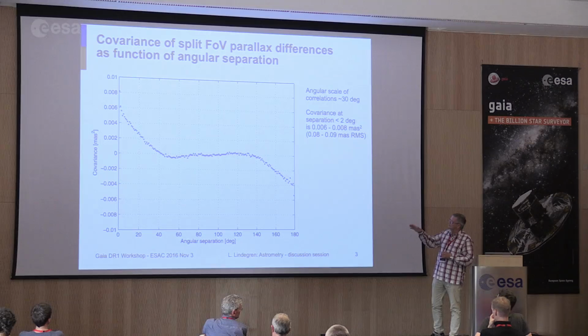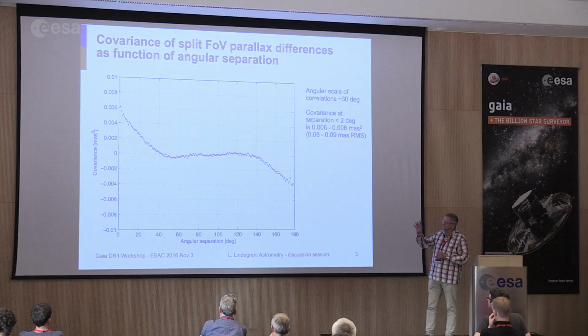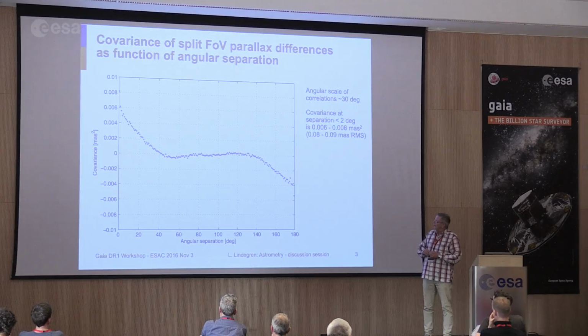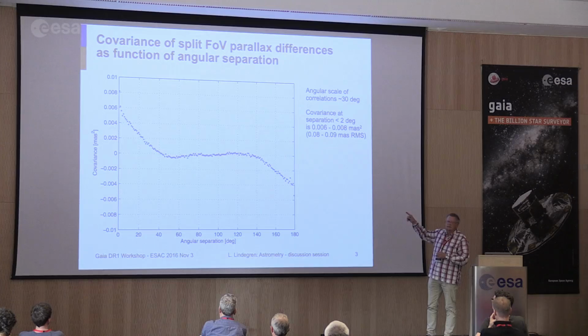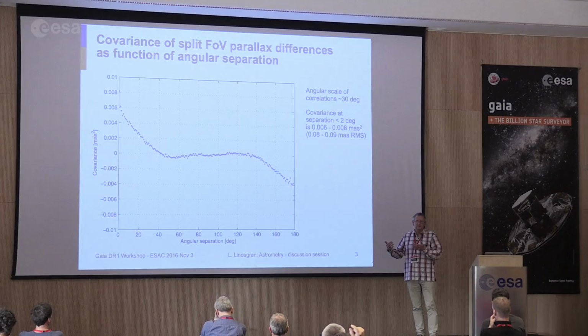And then you see that this covariance goes down to 0 and even slightly negative values at an angular distance of about 40 degrees. And then it is almost symmetrically mirrored in the other direction, so that you have a negative covariance in the opposite direction. And that agrees with my hypothesis that the same systematic displacement in the field of view creates parallax biases of opposite signs at 180-degree distance.